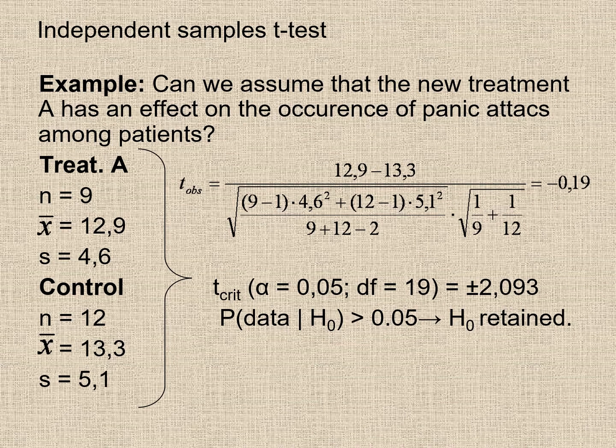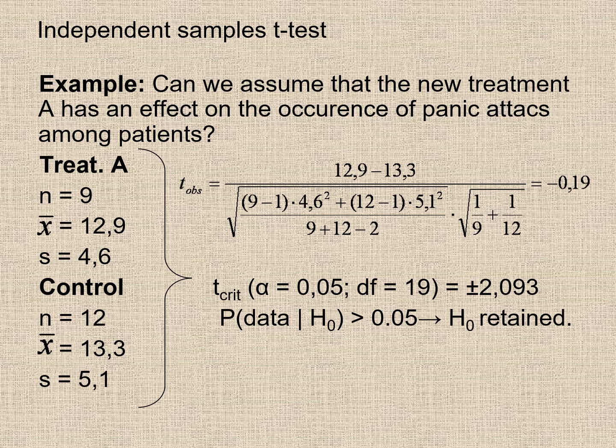So, how many standard errors did our two sample means differ from each other? Well, we calculated that they differ only 0.19 standard errors from each other. And that value is much less than 2.09. So because 0.19 is a smaller deviation between the two sample means than a difference of 2.09 standard errors, we will retain the null hypothesis.